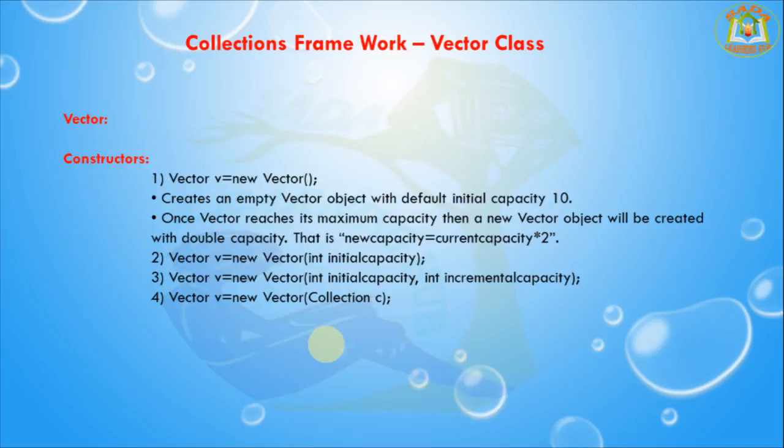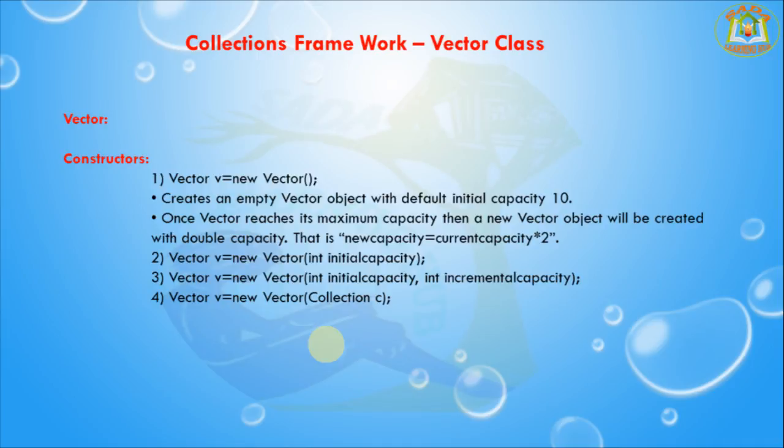Next, these are the constructors available in the vector class. The first one is the default constructor, and the second one is a parameterized constructor. It is an overloaded constructor. The first constructor takes the initial capacity, and the second constructor takes the initial capacity and incremental capacity. The third constructor is a parameterized constructor. It takes a collection interface.